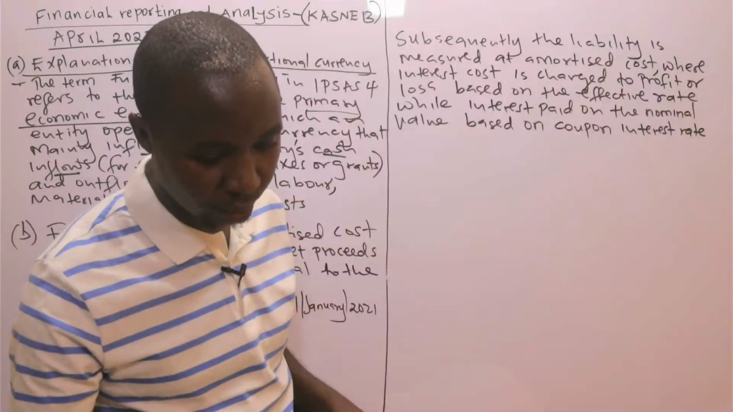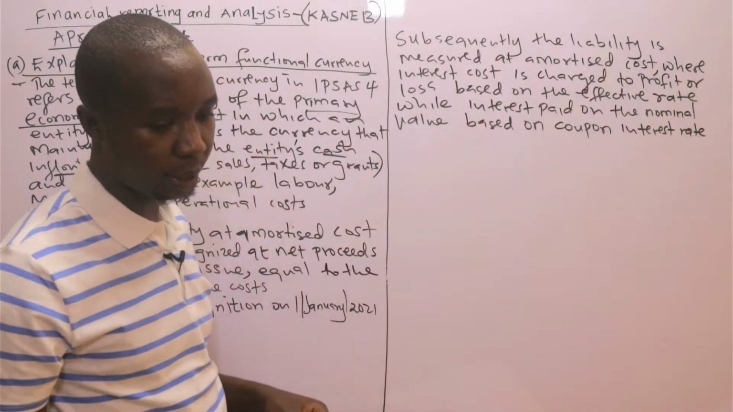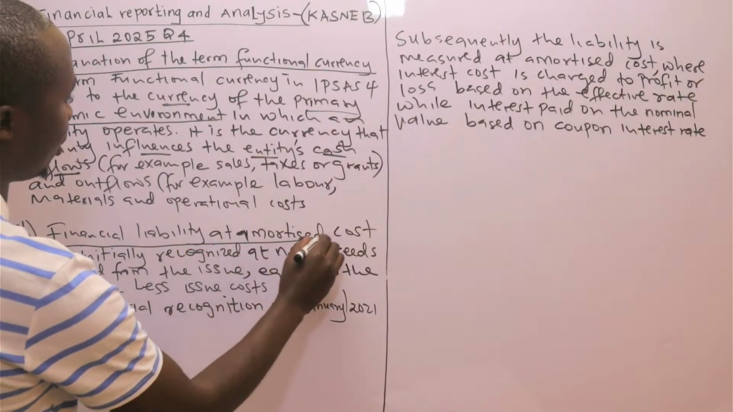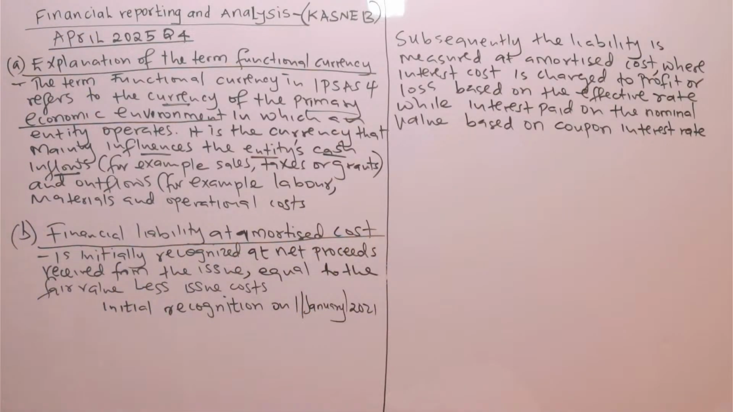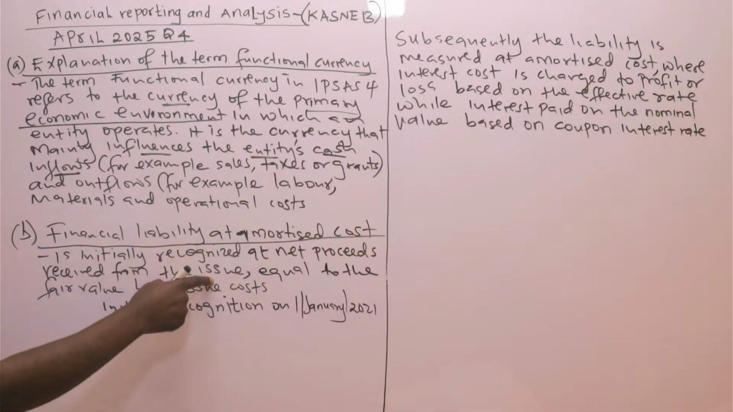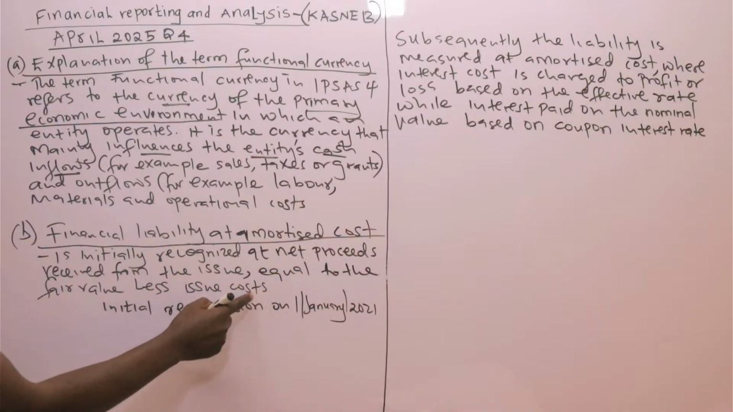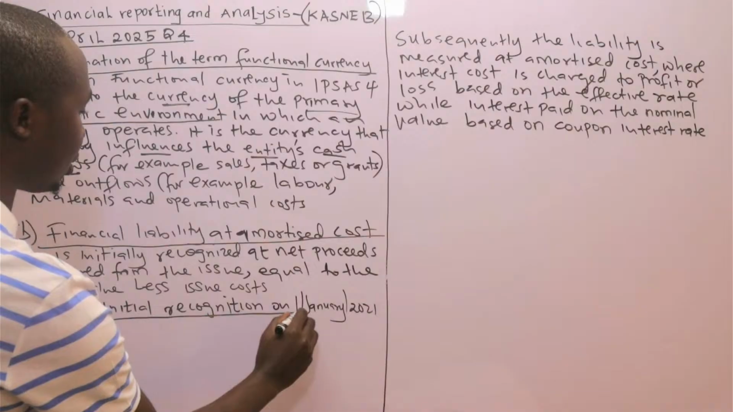So this is what we need to know when doing a question of this kind. It's all about a financial liability. Remember that it was a loan which was being issued, so that is just a financial liability at amortized cost. We always say that it's initially recognized at net proceeds received from the issue, equal to the fair value less issue cost. So we'll come here and say initial recognition from 1st January.